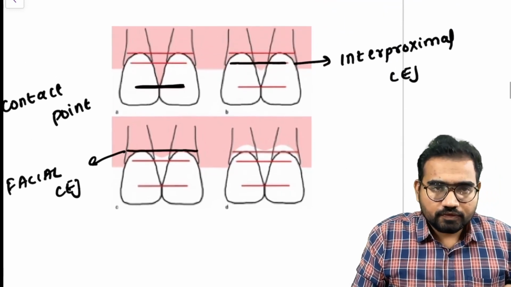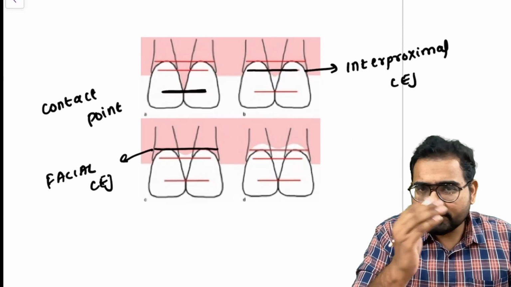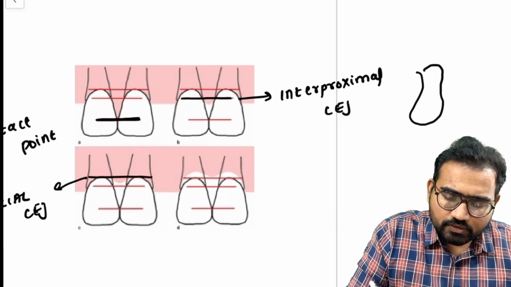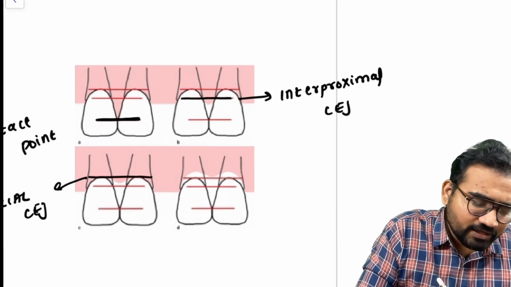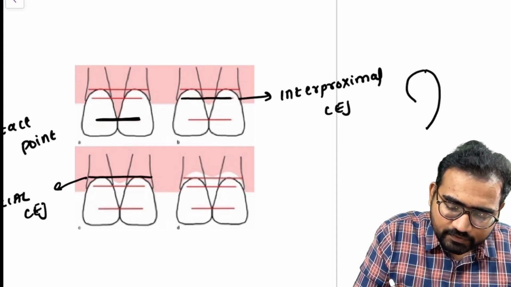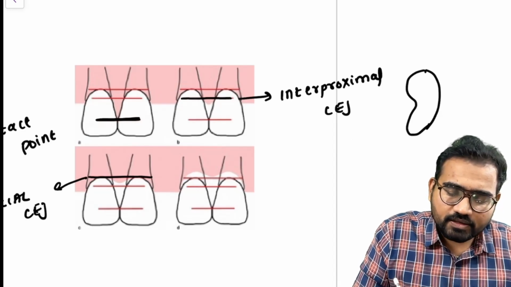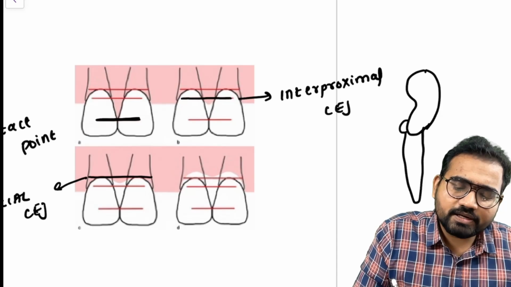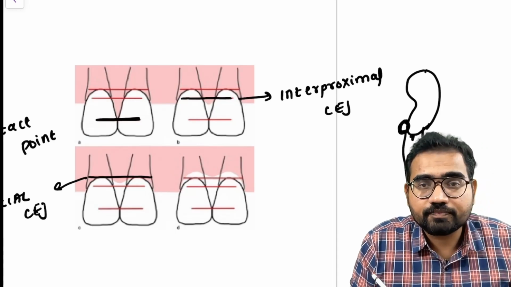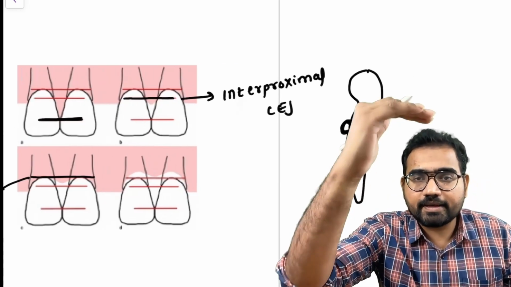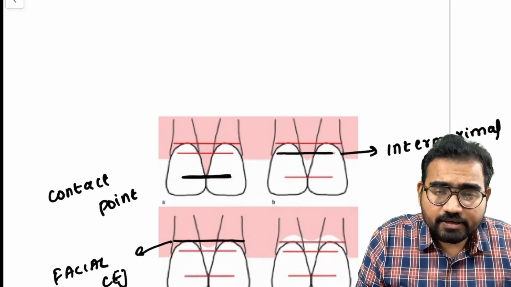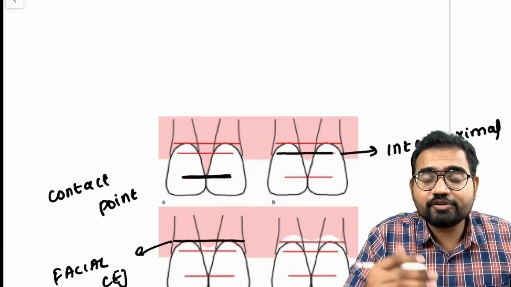Interproximally, as you would have noticed during your tooth carving, say for example, if you take the interproximal area, the CEJ will be a little bit up, like something like this. So interproximally it will be a little bit more coronal than your facial CEJ, right? Interproximally it will be a little bit higher. So that is what we are mentioning here.